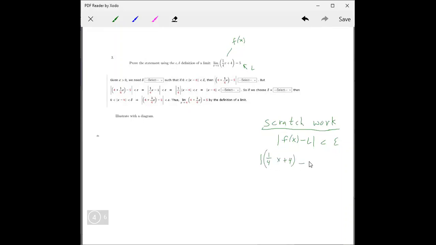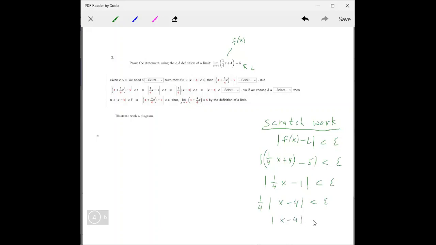So there's our f of x, and here's our L, which is 5. And then you would work this down until you get something with an isolated x minus 4 or something. Okay, so this is 1/4 x plus 4 minus 5, that's going to be minus 1, right? Now, I can factor 1/4 out of this, and I get x minus 4.